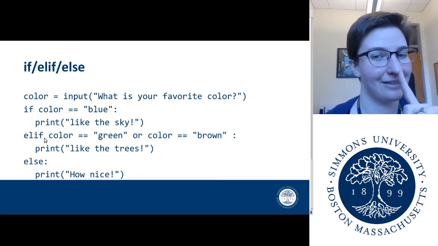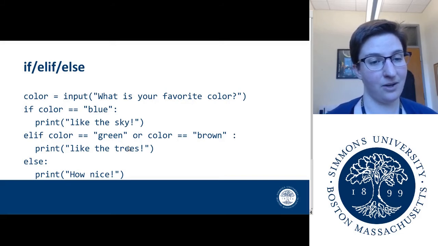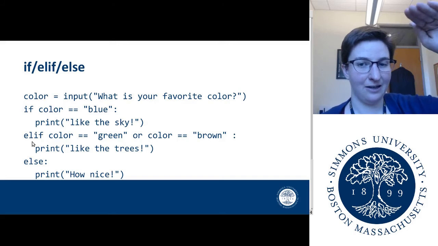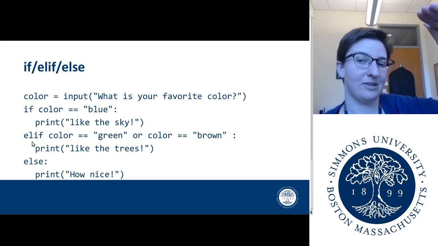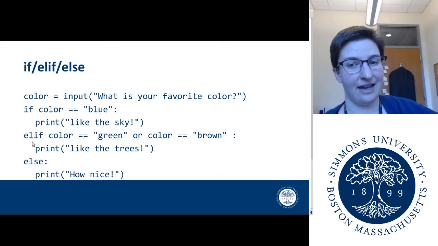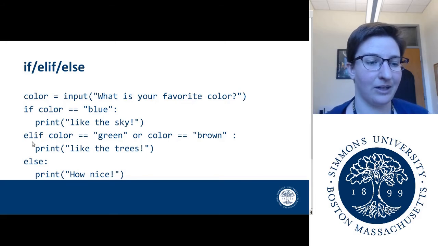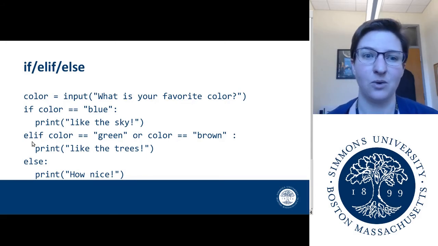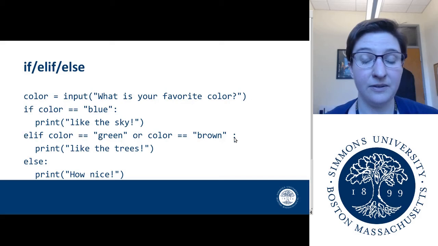Alright. So basically what this means is that this whole block of code goes together as a unit. So you've got if, elif, and then else. And you can actually have multiple elif statements. So the first statement always has to be if, and then you can have a bunch of elif statements if you want. And then at the end you have the else. Elses are actually optional. You don't have to have a default, but a lot of times you want one, so that's okay. So elif color equal green or color equal brown. So if they typed in green or brown, then it'll print like the trees.